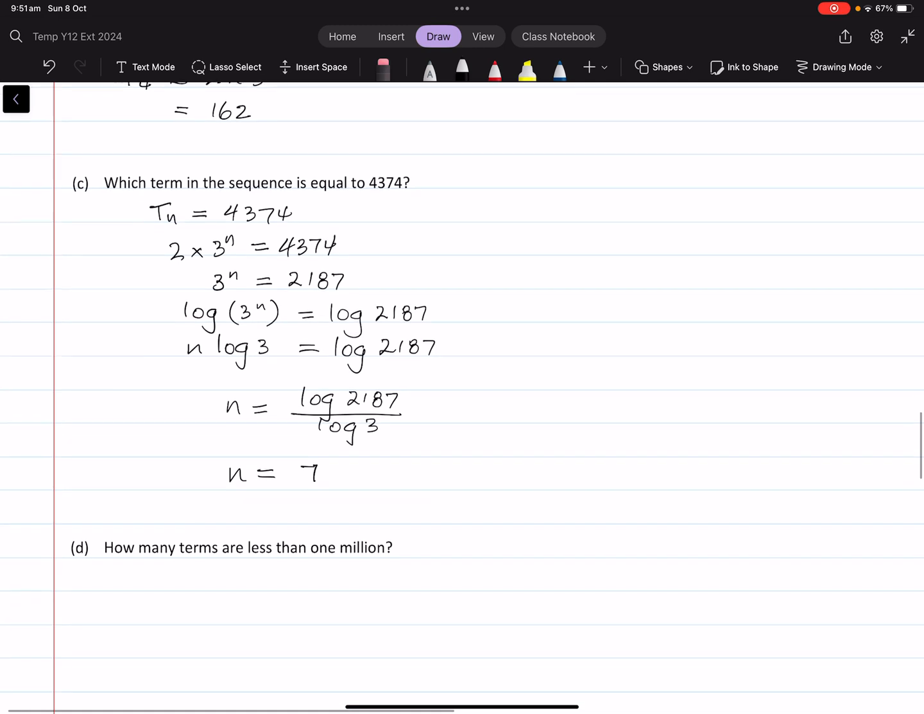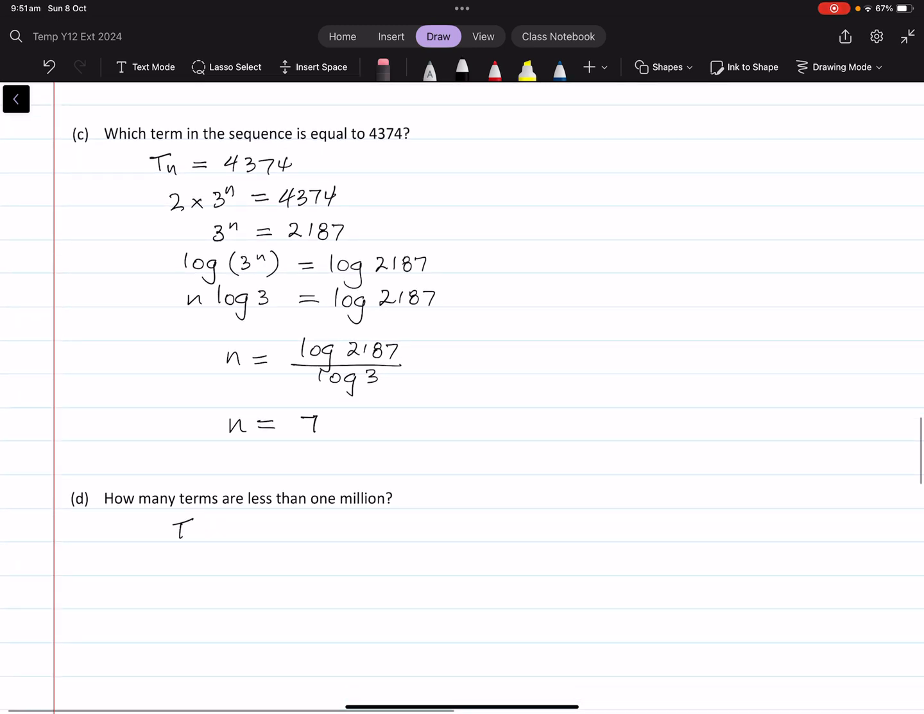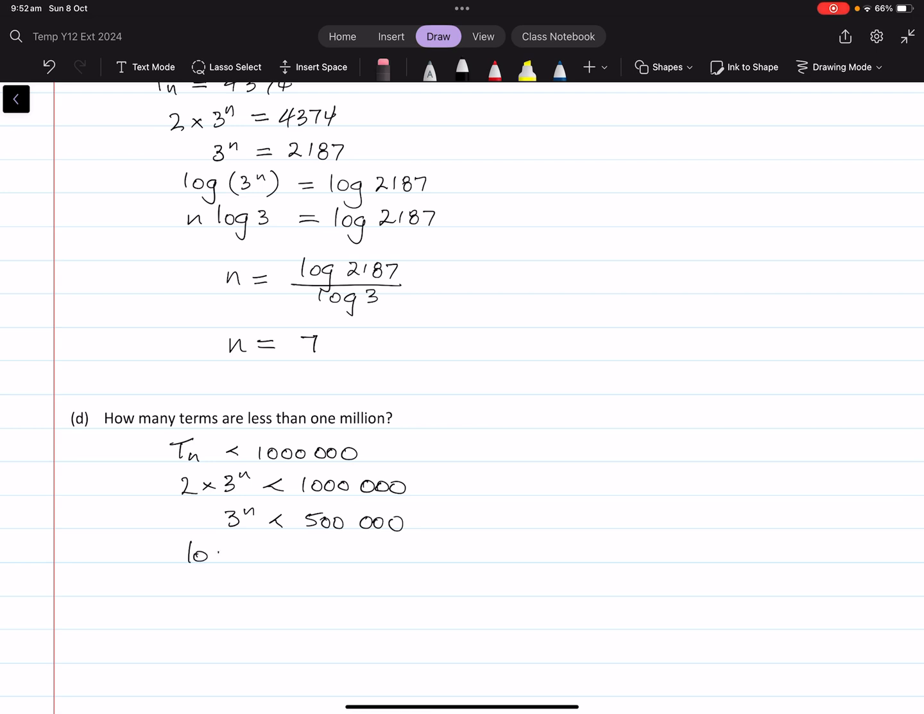How many terms of this particular sequence are less than 1,000,000? So we're saying here we need the nth term to be less than 1,000,000. Lots of zeros, so 2 lots of 3 to the n is going to be less than 1,000,000. Dividing both sides by 2, I get 3 to the n is less than 500,000. And so taking log of both sides now, I get log of 3 to the n is less than log of 500,000. Now the inequality stays the same at this point.